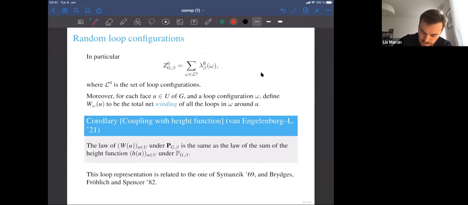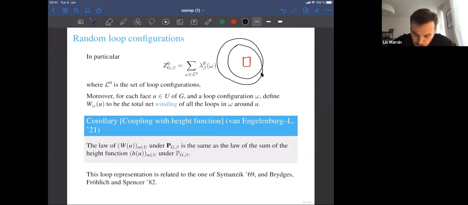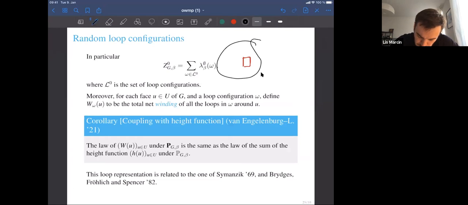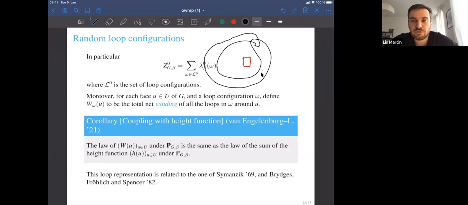So why do we call this a winding field? If you look at a face in your graph, then each loop contributes some factor to the height function, and the factor is an integer, the winding number of the loop. So this loop will contribute, say, the value 2 to the height function at this face. But if you have a loop which goes around, but then it backtracks, or it goes around and then goes around in the other direction, then the contribution of this loop to the height function will be 0.